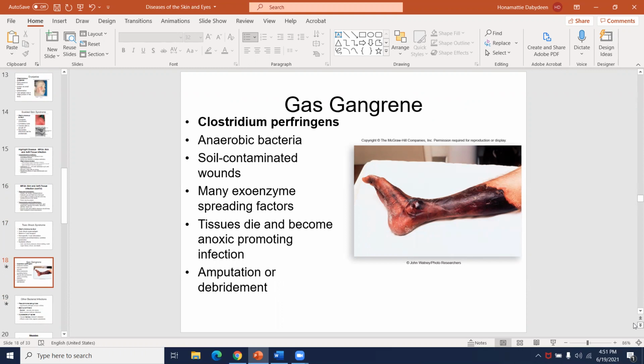Here we have gas gangrene. And gas gangrene, or gangrene itself, is caused by an anaerobic organism, Clostridium perfringens. Now, this organism is spore forming, and I might have mentioned a little bit about this organism when we did the spore stain in the lab. Many times you have these spore forming organisms, and the spores are found mostly in the soil. Your wounds get contaminated from spores that are found in the soil.